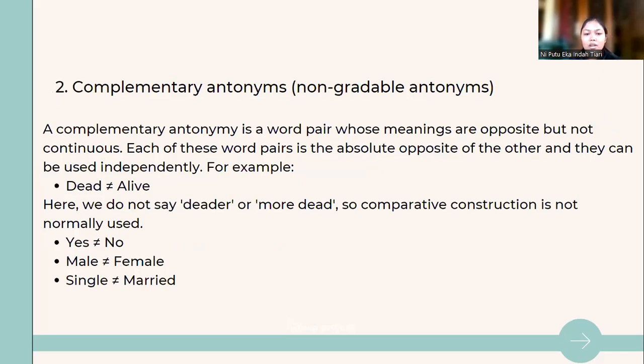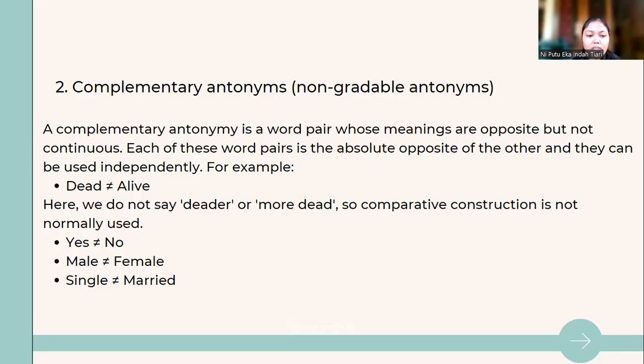Second is complementary antonyms or non-gradable antonyms. A complementary antonym is a word pair whose meanings are opposite but not continuous. Each of these word pairs is the absolute opposite of the other and they can be used independently. For example, dead and alive. Here we do not say deader or more dead, so comparative construction is not normally used.